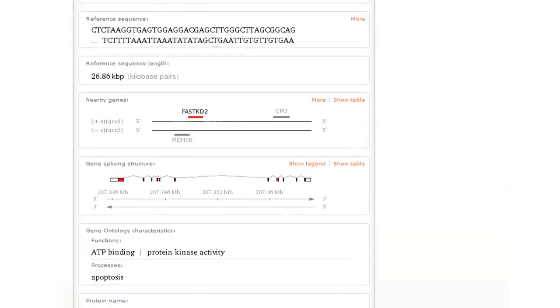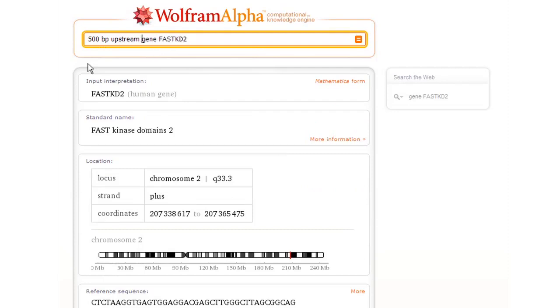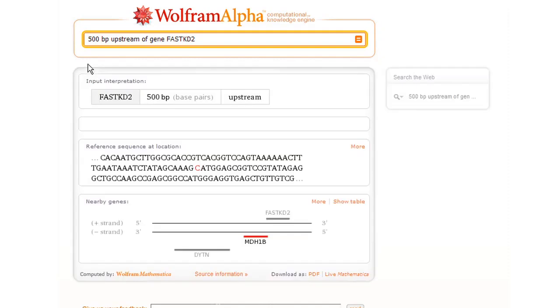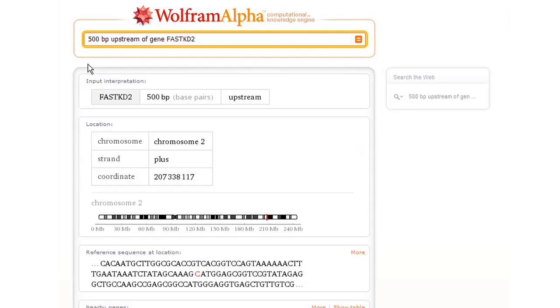Or we could go into more detail. We can ask what's on the genome 500 base pairs upstream of that particular gene. And now Wolfram Alpha can dive back into the genome and figure that out.